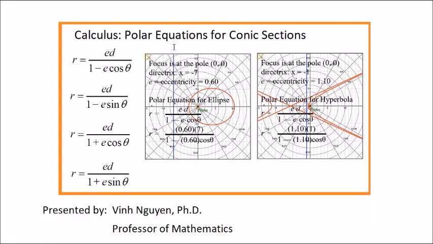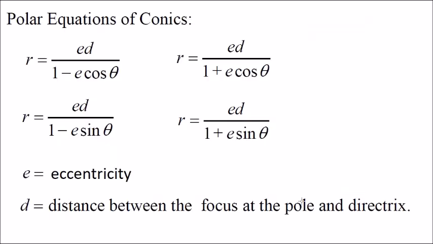This video is about polar equations for conic sections, and in this video I will talk about these four polar equations for conic sections. These are the polar equations for conic sections, where E is called the eccentricity and D is the distance between the focus at the pole and the directrix.